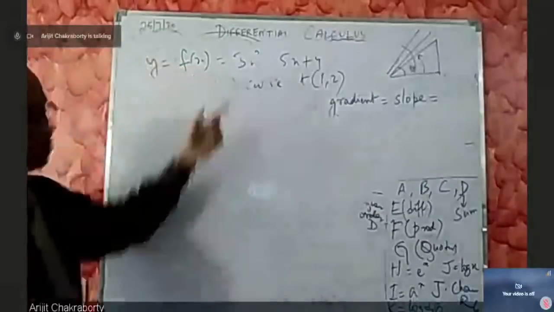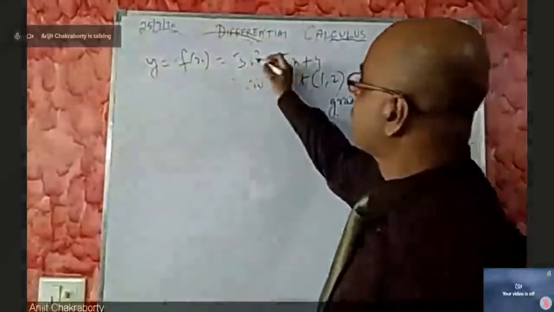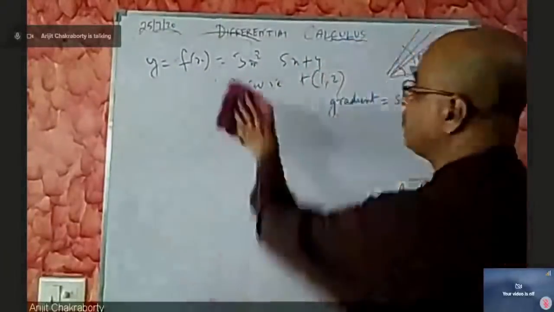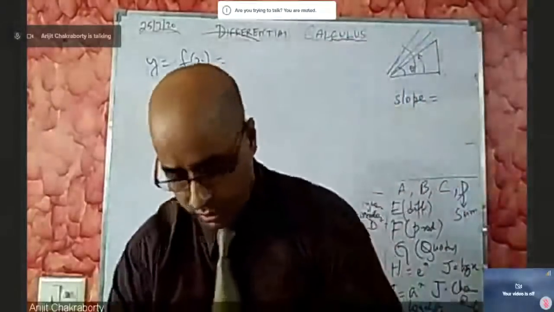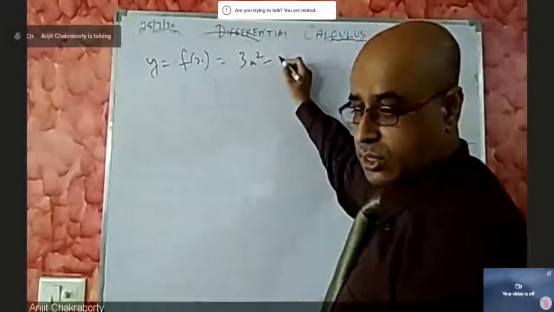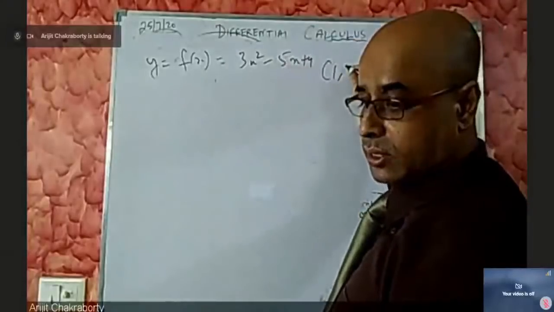We will find it for the given equation. I'll just write it once again: 3x squared minus 5x plus 4. The point on the curve is given, so it is 3x squared minus 5x plus 4, and the point is (1, 2).